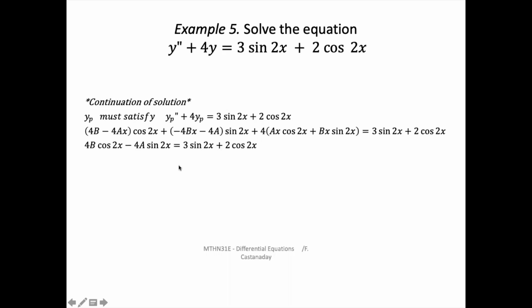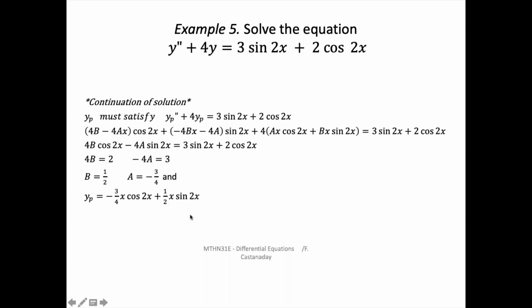The next step is to equate the coefficients. The coefficient of cosine 2x is 4b in the left member of the equation, so you have positive 2 in the right member. And for the coefficient of sine 2x, you have minus 4a in the left member, so you have positive 3 in the right member. That's why your b is equal to 2 over 4 or 1 half, and your a is equal to negative 3 over 4. And your particular solution, or y sub b, then is minus 3 over 4 x cosine 2x plus 1 half x sine 2x.